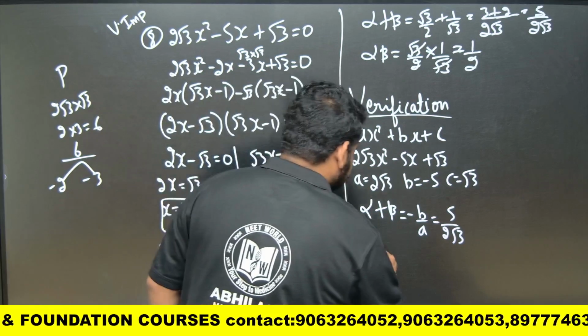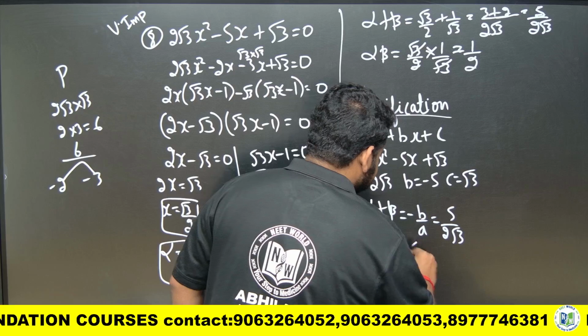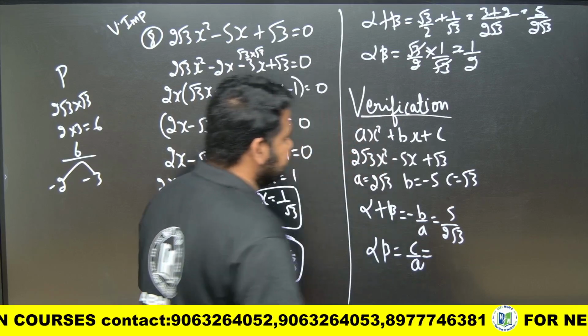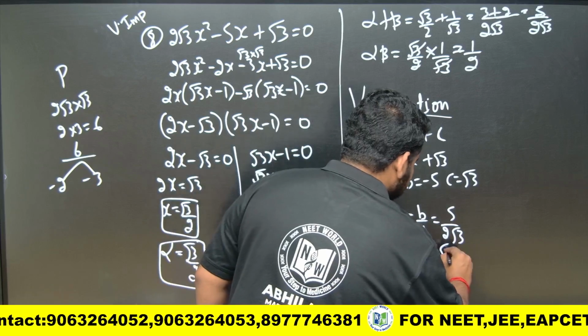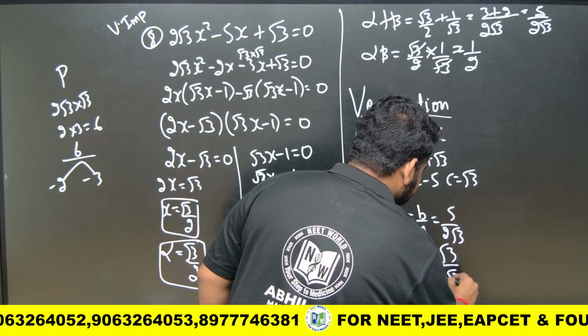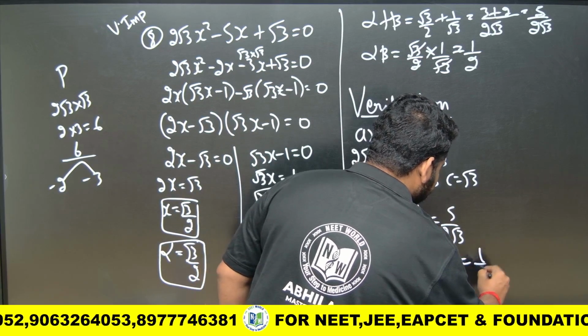Now when it comes to product of the zeros, product of the zeros is what? C by A. What is C? C value is root 3. And A value is 2 root 3. Now root 3 cancels. I will have 1 by 2.